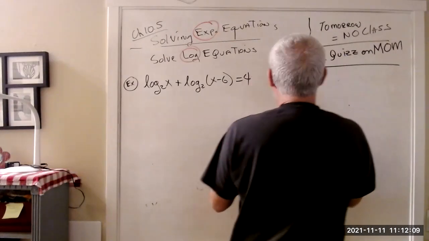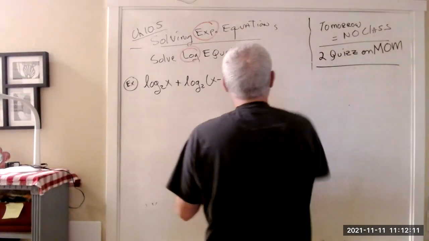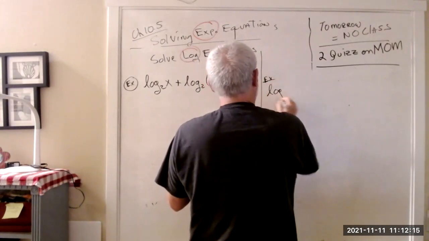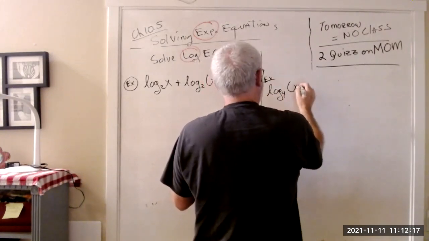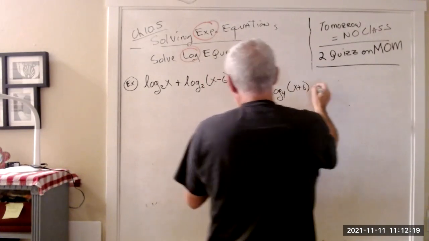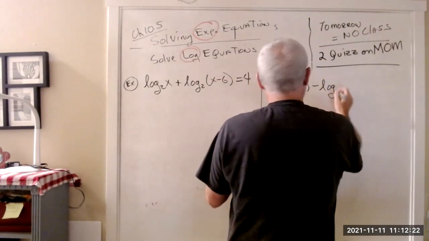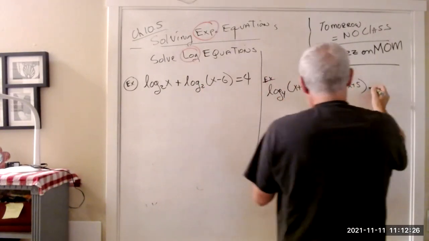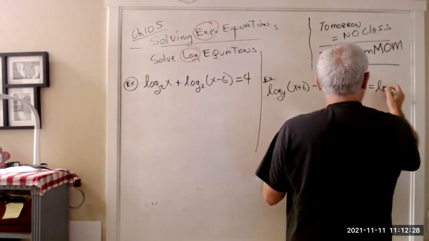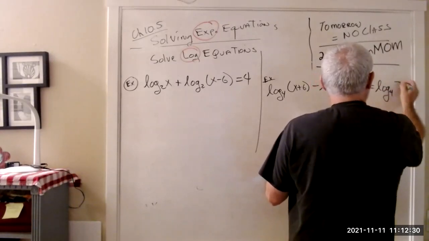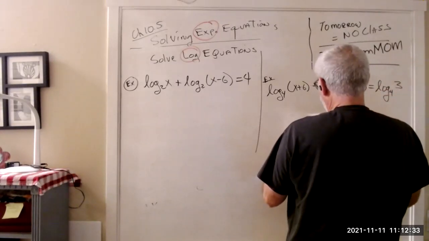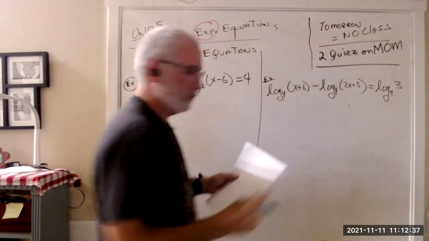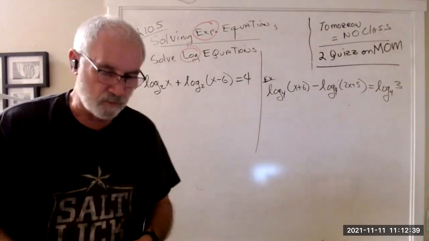So number 2 example, log base 4 of x plus 6 minus log base 4 of 2x plus 5 equals log base 4 of 3. Okay, so I have 2 problems up here.